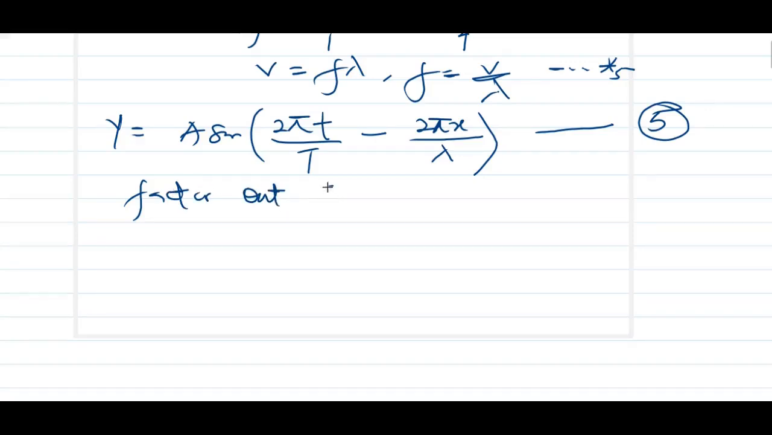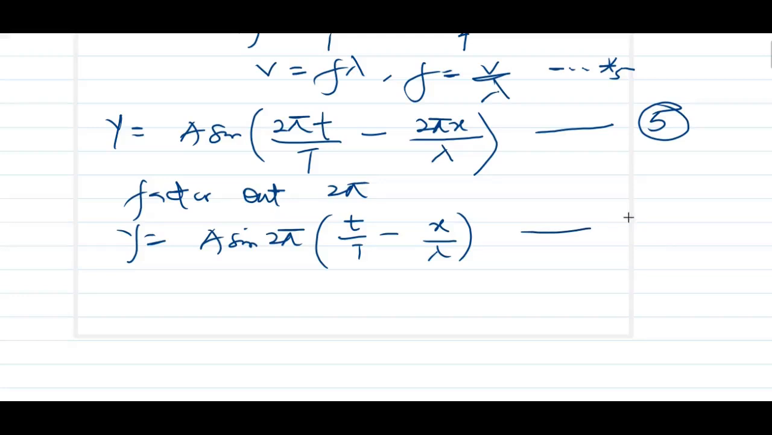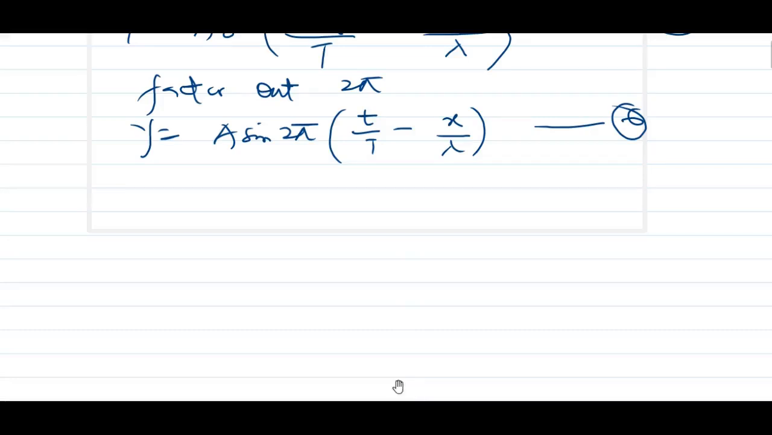Factor out 2 pi. So you can have y equals a sine 2 pi into t over T minus x over lambda. You can have this to be equation 6. And of course, you know that f is your frequency, the small t is a specific moment in time, and the capital T is the period, that is the time taken to complete one oscillation. That's the period of oscillation, the capital T.